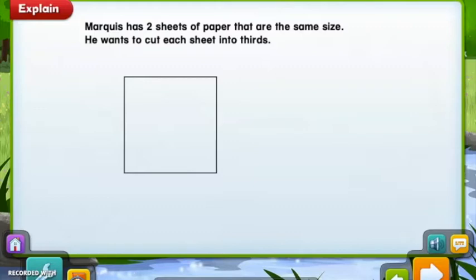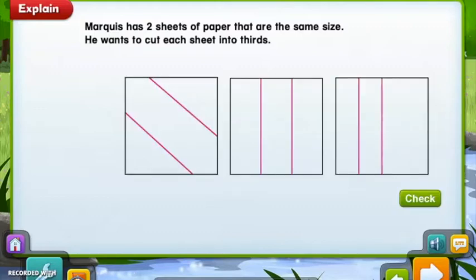Here's the second sheet of paper. Select another way Marquis could cut the paper into thirds. All right, so let's look at this one now. So again, cut into 3 pieces, 1, 2, 3, but they're not equal and they're definitely not the same shape, right? This one kind of looks like it's part of a rectangle, or maybe even a trapezoid shape, and then we have 2 triangles.